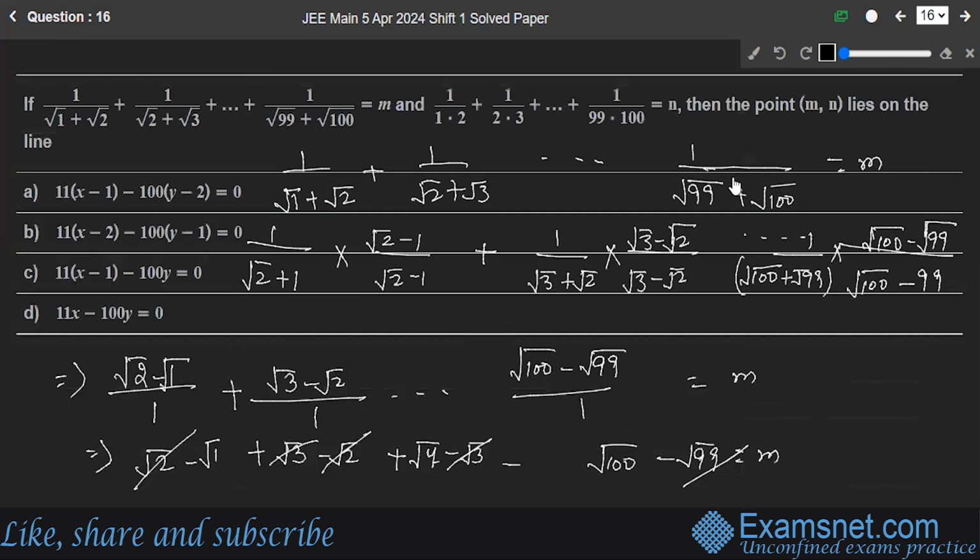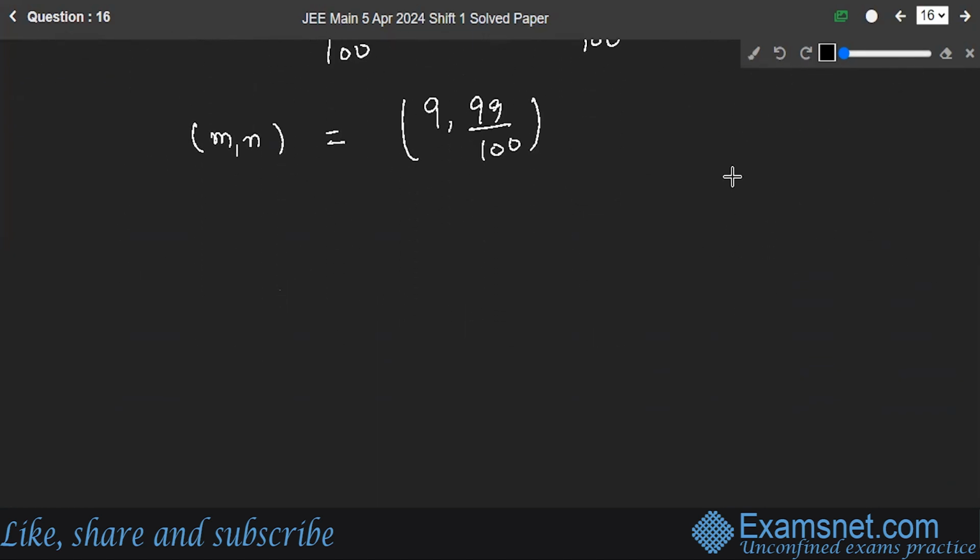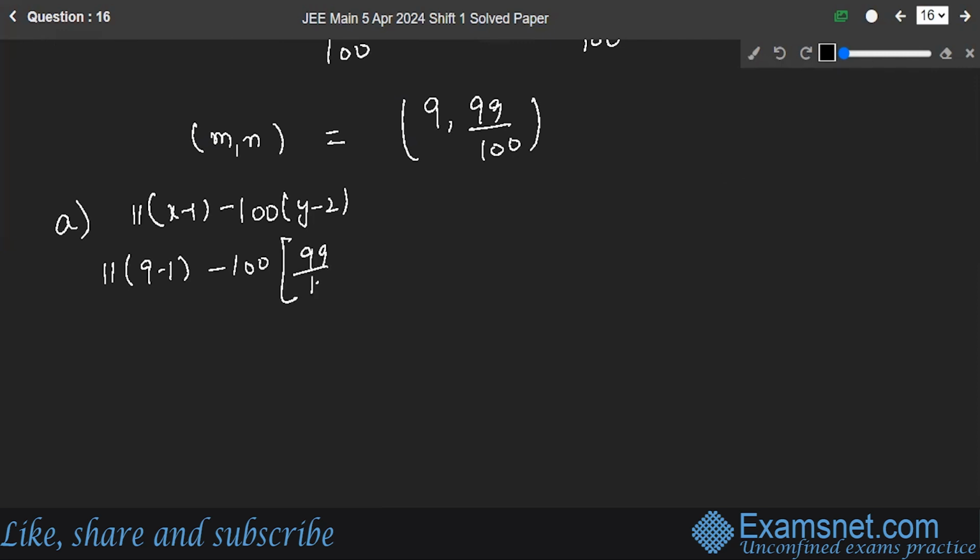Now let's check which of these lines is satisfied. Let's write the equations of the lines. First one: 11x minus 1 minus 100(y minus 2). So this is 11 into 9 minus 1 minus 100 into 99 upon 100 minus 2. This should be equal to 0. So this is 88 minus 100, the 100 will cancel, and 99 plus 200, and this is of course not equal to 0. So let's drop it here.